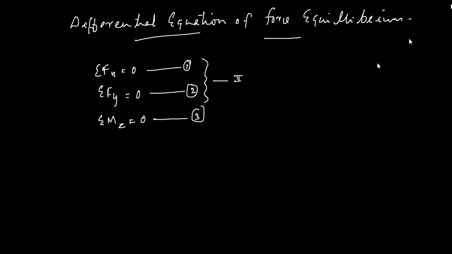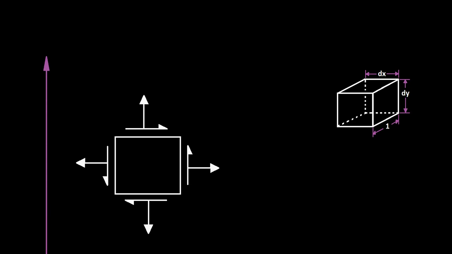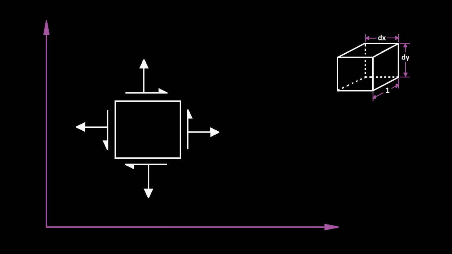So let's consider a body of unit volume. We are considering a body of length dx in x direction and dy in y direction, and of unit length in z direction. Because we consider a two-dimensional body, we only take dx and dy, and the third dimension is taken as unity.